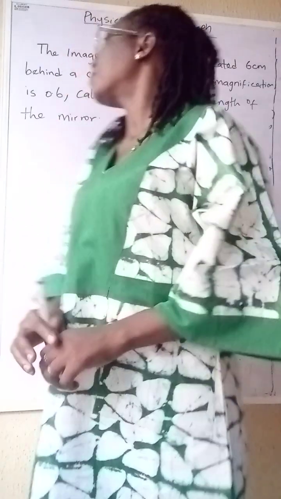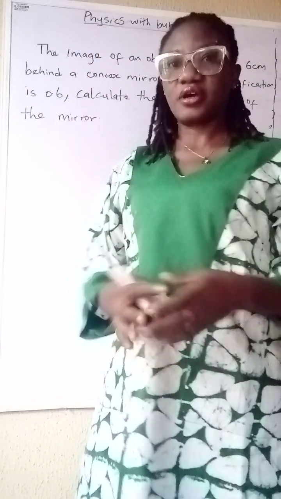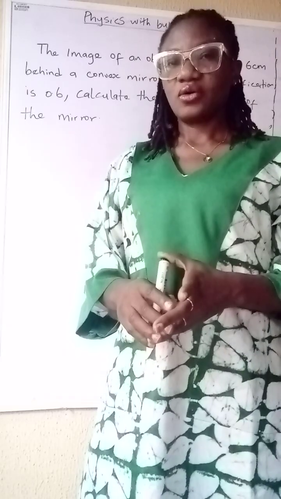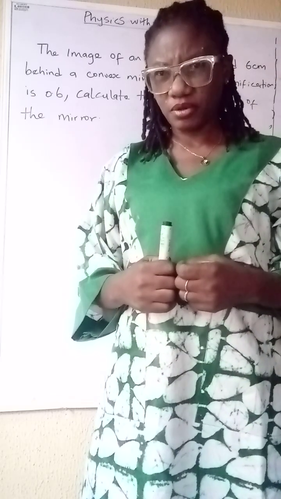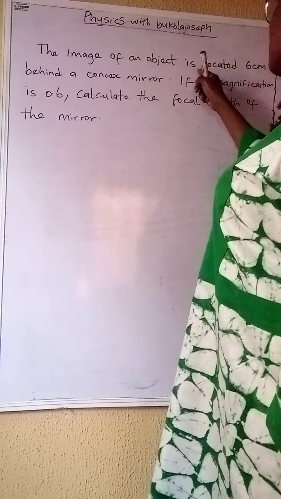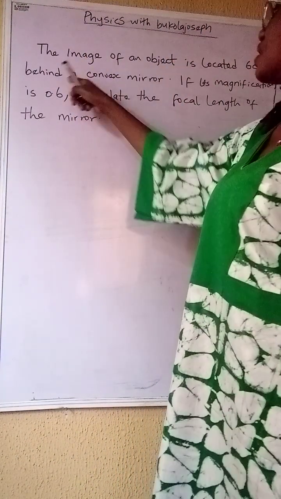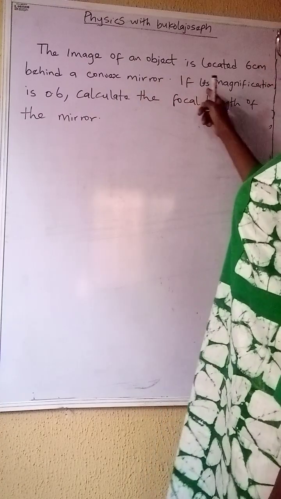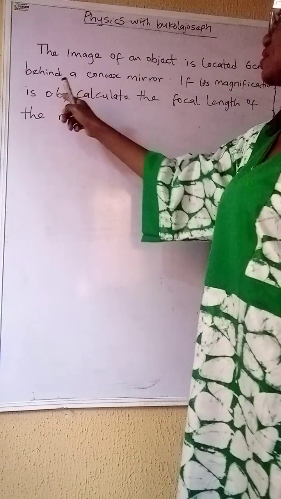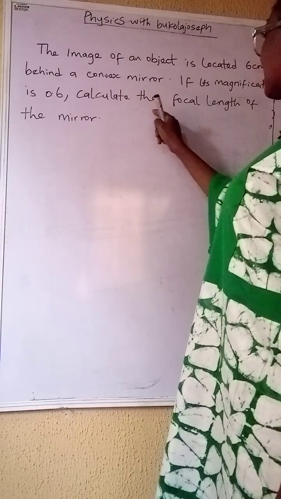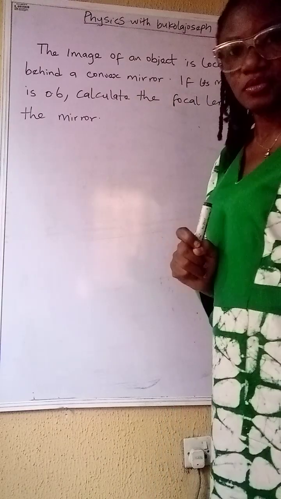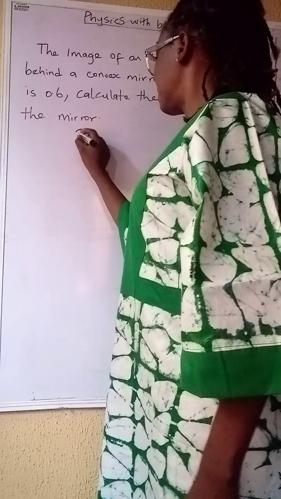So we have a problem on the board on spherical mirrors to be solved. Okay, I'll read the question and then we'll solve the problem together. The image of an object is located 6 centimeters behind a convex mirror. If its magnification is 0.6, calculate the focal length of the mirror. Okay, solution.